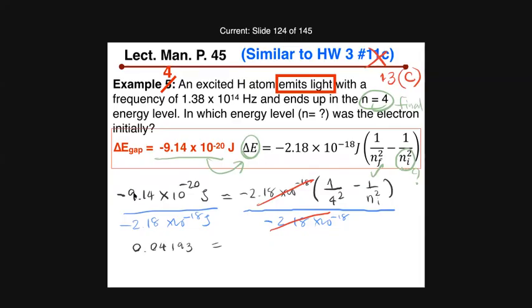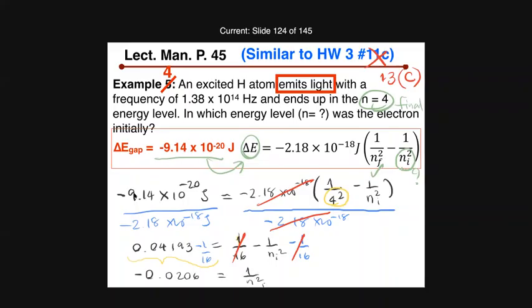If you do that, you are going to get 0.04193, which is going to equal, so what I'm going to do next is 4 squared, which is equal to 16. So in this case, it's going to equal 1 over 16 minus 1 over n initial squared. All right, so the next thing we can do is subtract 1 over 16 from both sides, in order to get rid of 1 over 16 from this side. Together, you are going to obtain the next value, equal to negative 0.0206 equal to 1 over n squared.